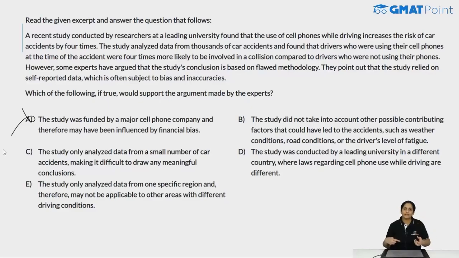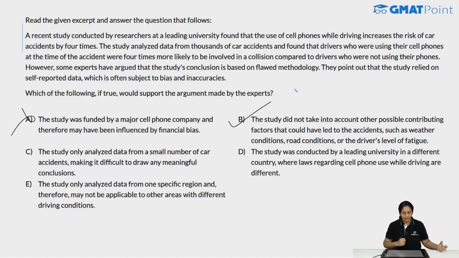In any kind of scientific study, if you are saying that A leads to B, you have to essentially control for the remaining variables that could also impact B. So, if the other variables have not been controlled, the methodology is flawed, and then this actually supports the claim of the experts that the people who conducted the study did not do a proper job of it. So, B would be the right answer, but let's also take a look at C, D and E.